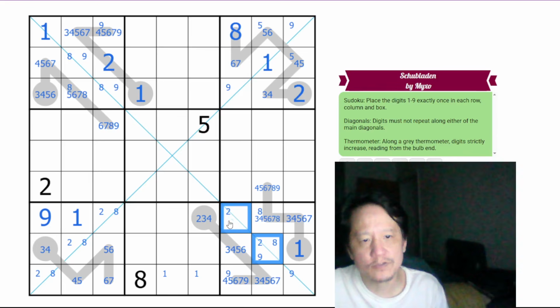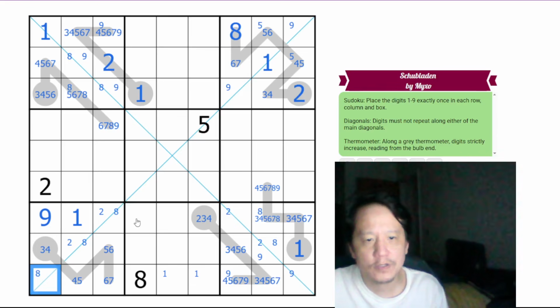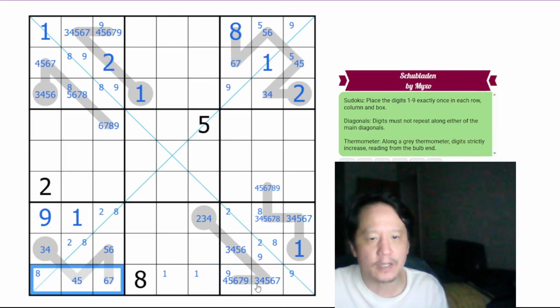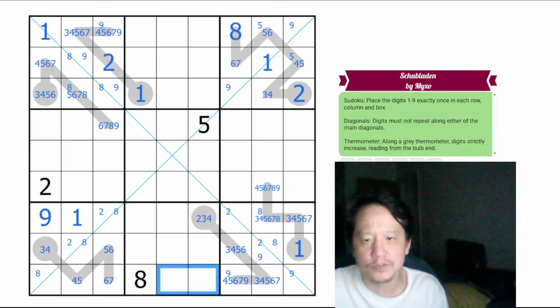Two is one of these two. 2 is one of these 3. This can't be 2, though. So 2 has to be one of these two digits, which means, where's 2 in row 9? Cannot be here, cannot be here. It must be here, so this is a 1-2 pair.